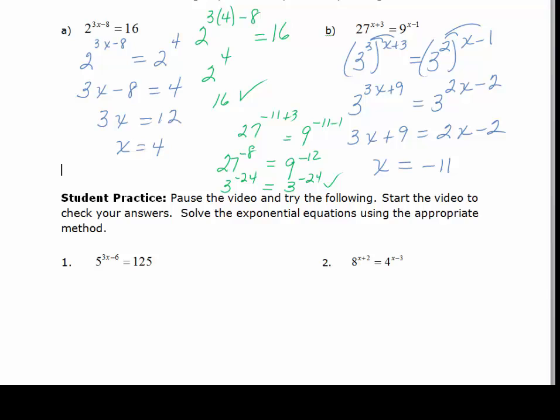So what I'd like you to do right now is pause the video, try these two problems, and then start the video up again to check your answer.